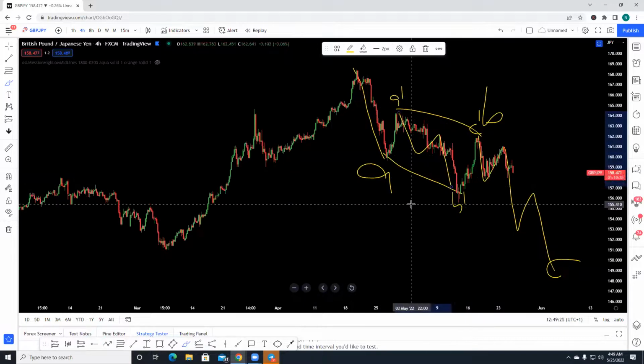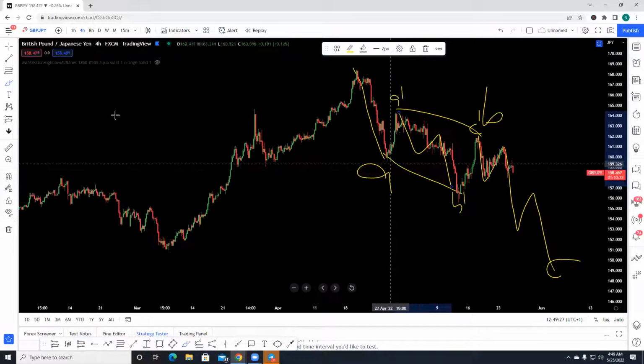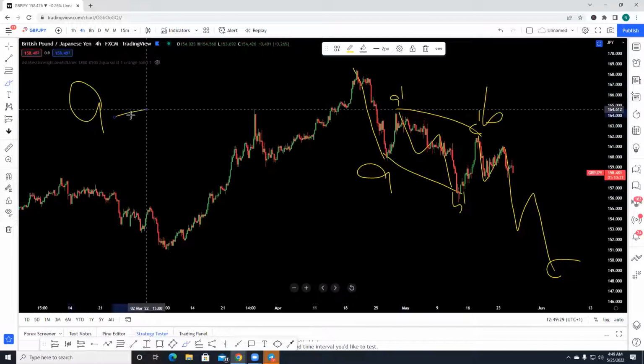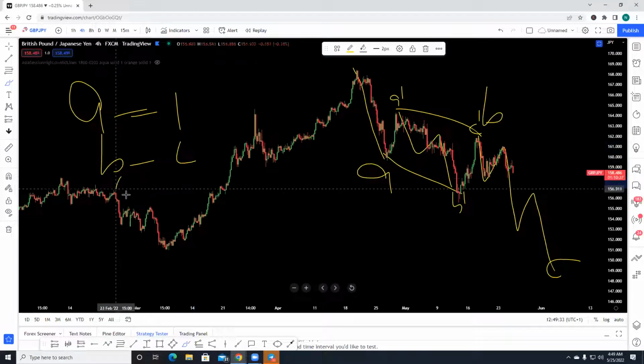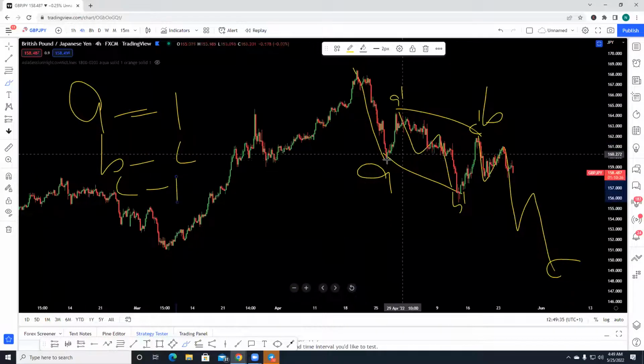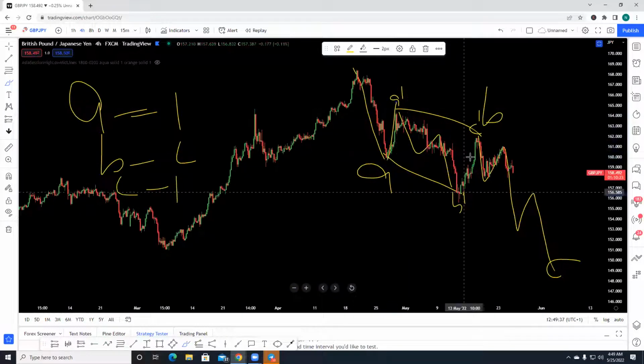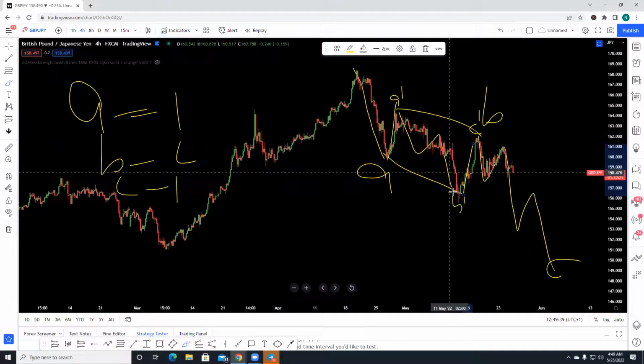B is always in three waves, and A is always equal to impulse, B equal to correction, and C equal to what? Impulse. What do you see here? Impulse, strong. What do you see here? Impulse, strong. What do you see here? Weak, corrective structure.